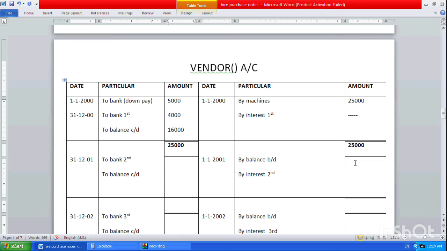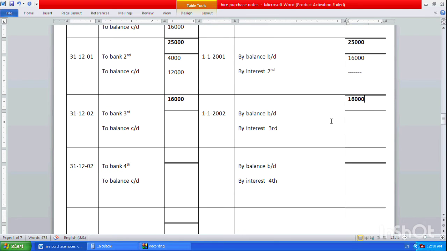Now the balance brought down, 16,000, will be brought forward to next year. This is 1st January 2001, 16,000. Interest is nil. 31st December 2001, 4,000 payment, and 12,000 is the remaining balance. Here is the 16,000, and the ledger should tally, 16,000 and 16,000. Now this 12,000 we have to bring forward for the next year. Right here, 1st January 2002, 12,000.